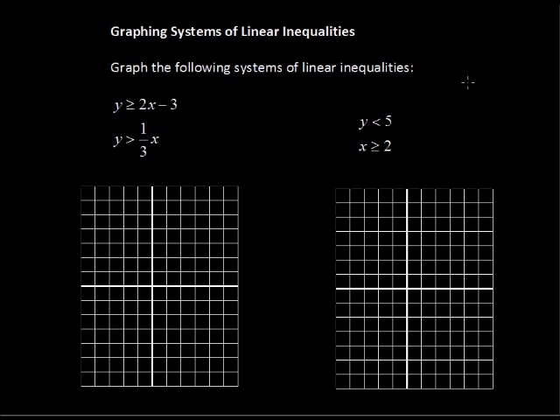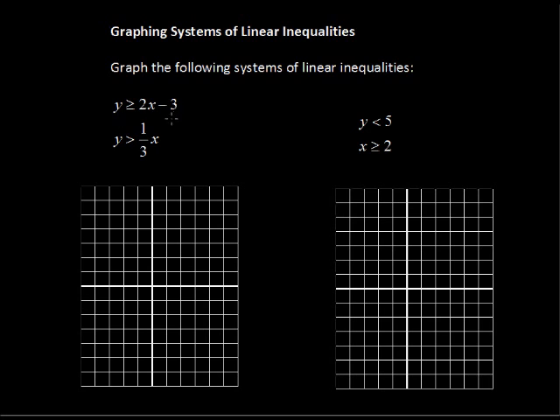In this video, we'll walk through two examples of graphing the following systems of linear inequalities. The first system is y is greater than or equal to 2x minus 3 and y is greater than 1/3 x. So these are already solved for y, which is where we want to go right away so that we can graph these using the slope-intercept form.